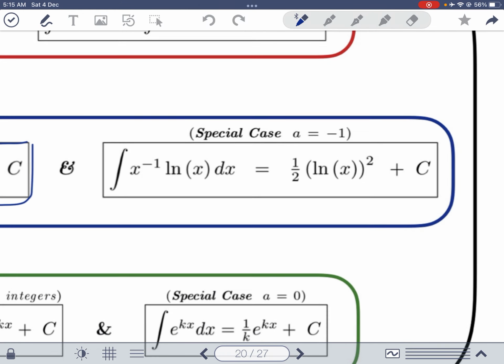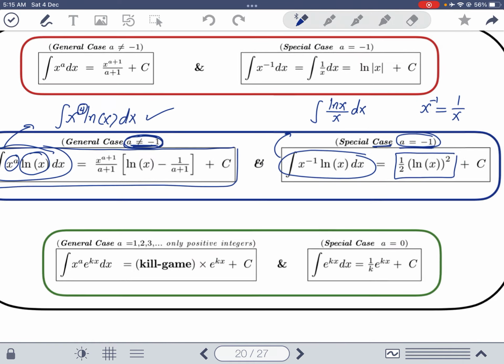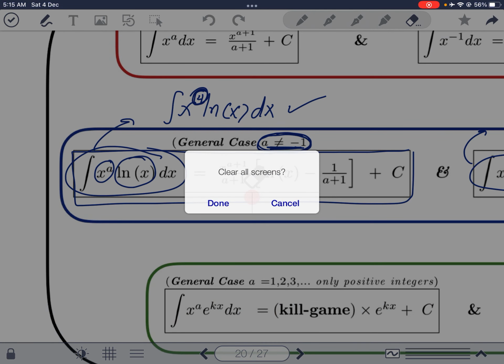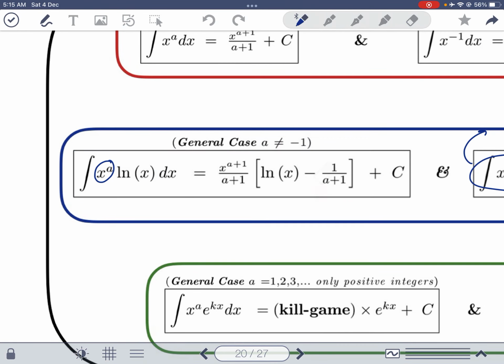But if the power is -1, it's a special case. Sometimes it can be written as ln x over x dx. You know that power -1 is the same as 1 over x. This is the only special case, when a is -1, and the answer becomes ln x all squared over 2. But in our case, nice, we have 4. So the answer will be what? Let's take away the stuff here and see what our answer will be.